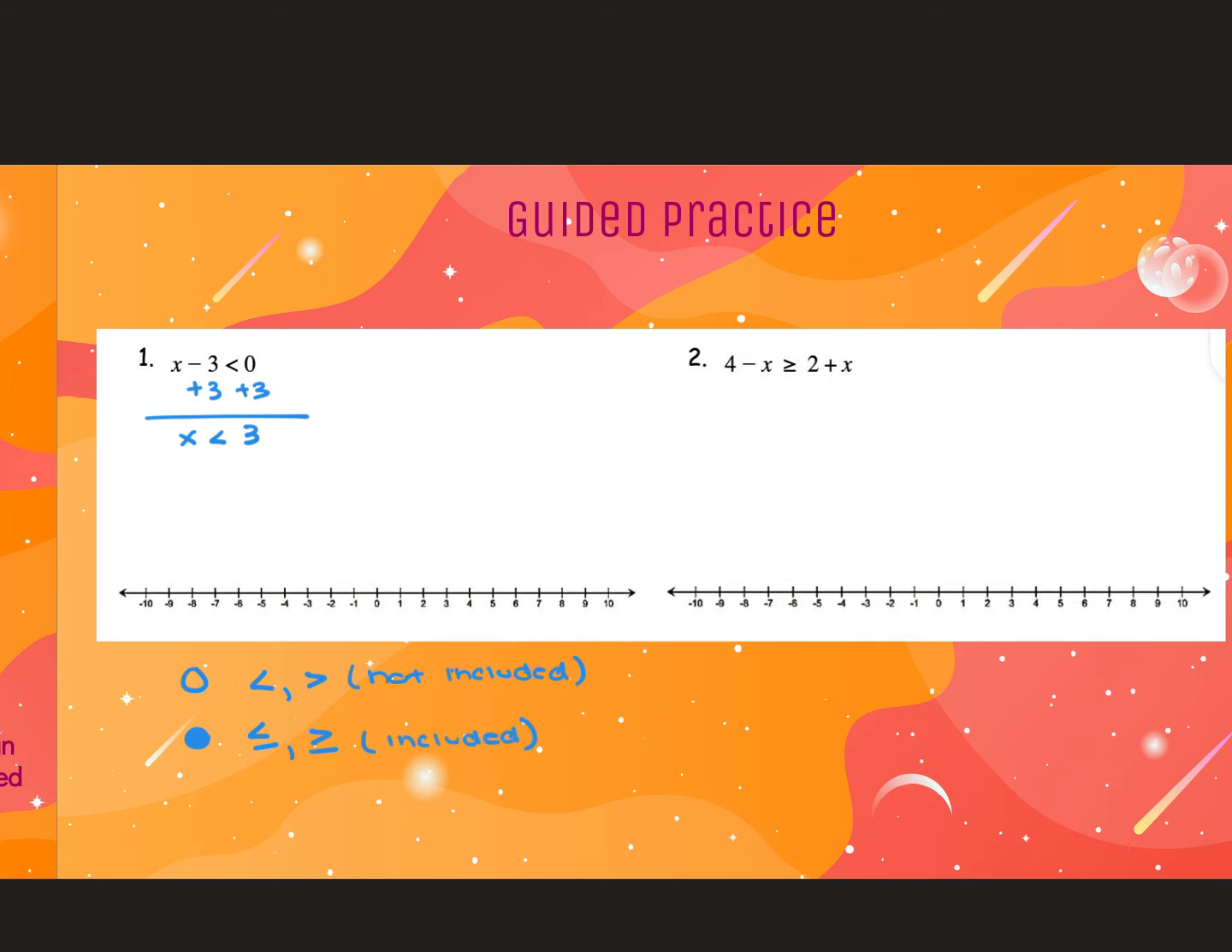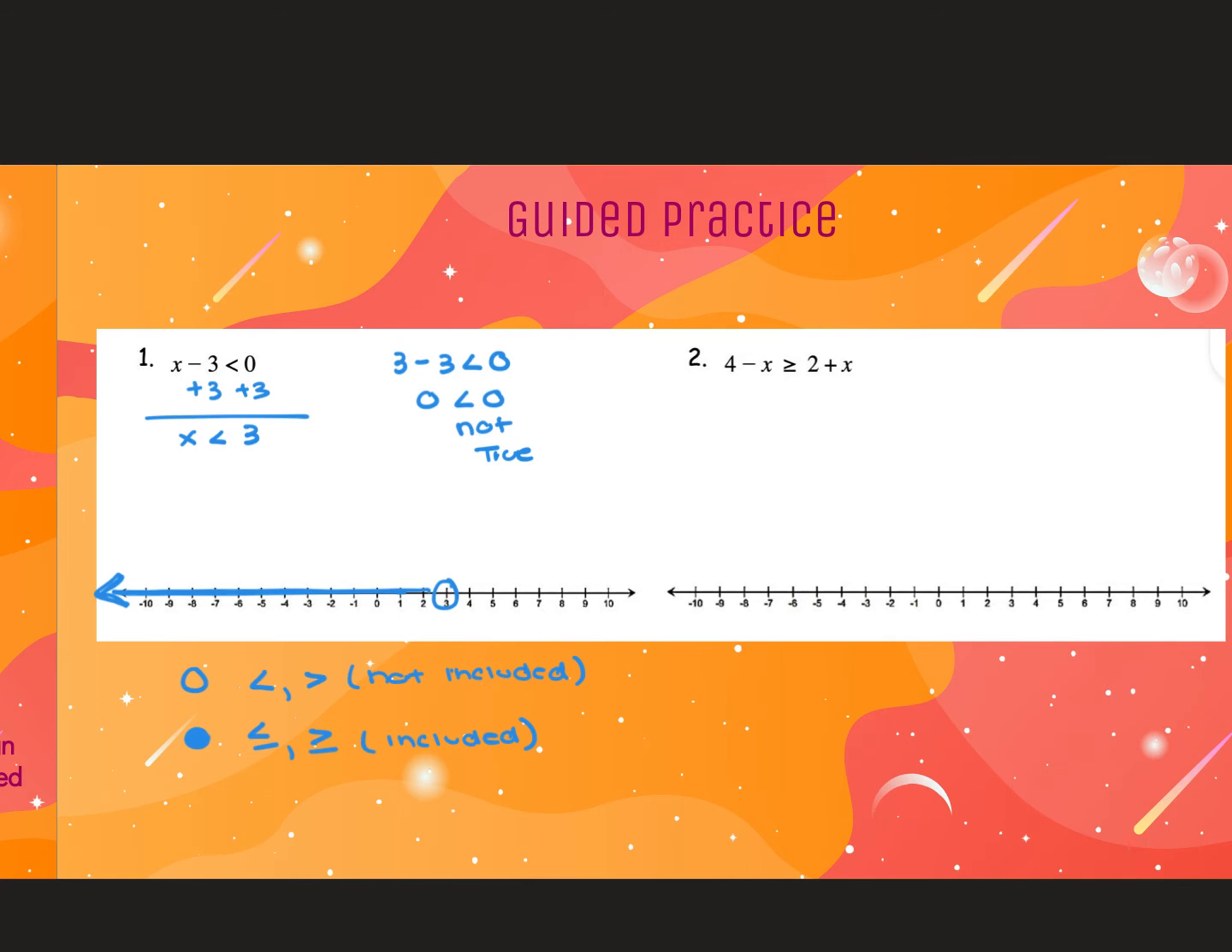So we can see that we have x is less than 3. So I'm going to put an open circle at 3, and I want values that are less than 3. So I'm going to go this way on my number line. All right, so is 3 a part of this solution? Let's just check it. If we plug in 3, we have 0 is less than 0, which is not a true statement. So 3 is not a part of the solution.